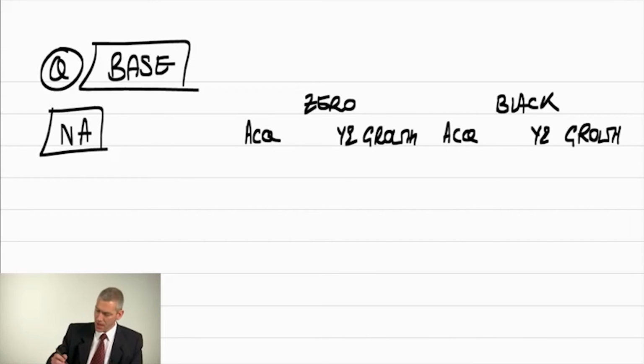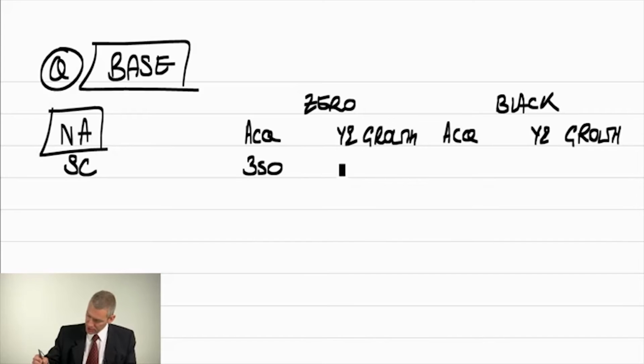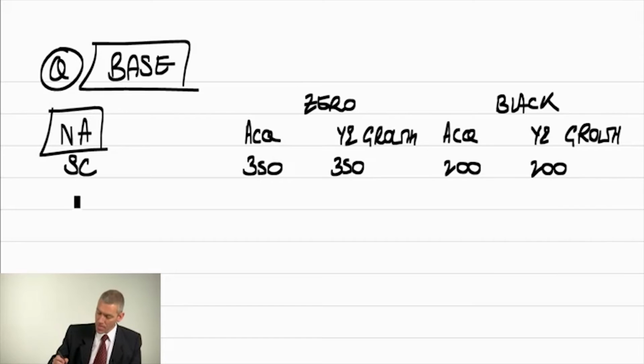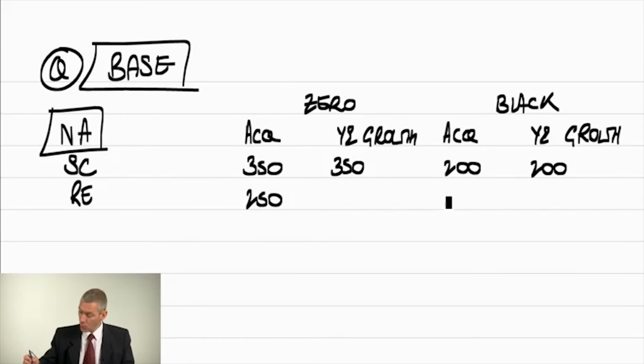So the share capital doesn't change. It was 350 at acquisition, and it's still 350 now. The share capital doesn't change. It was 200, and it's still 200 now. The reserves, or retained earnings by the modern name, 250 and 150. And then it tells you the fair value of net assets at acquisition.